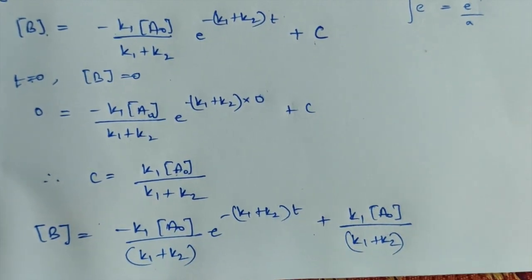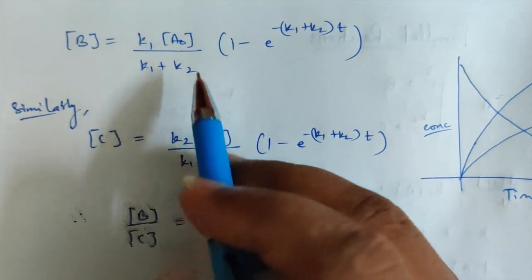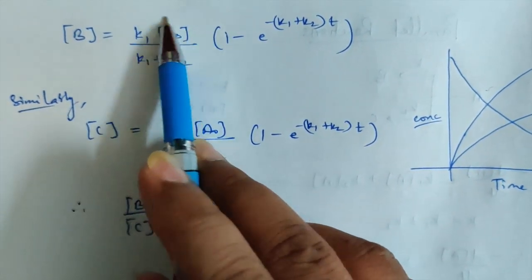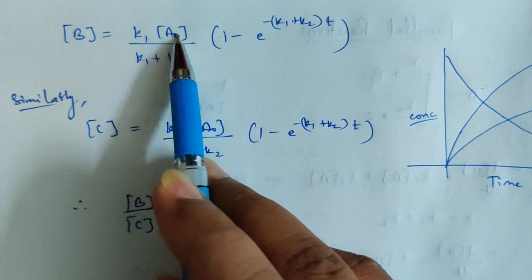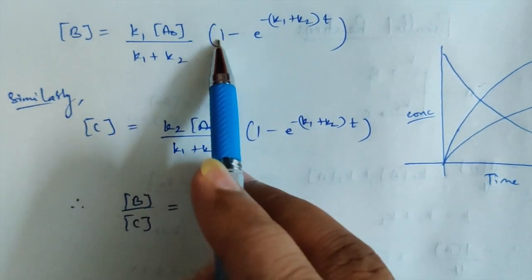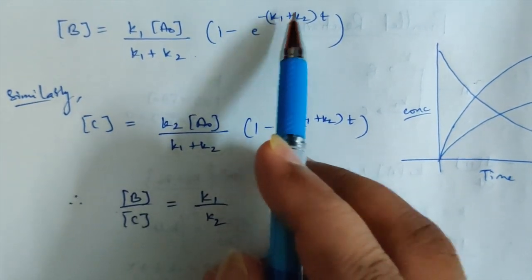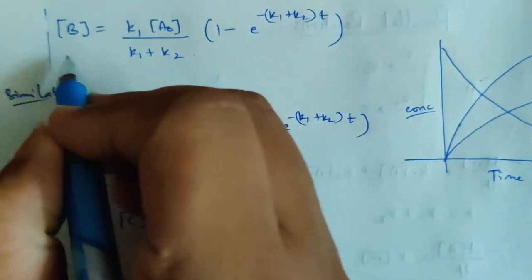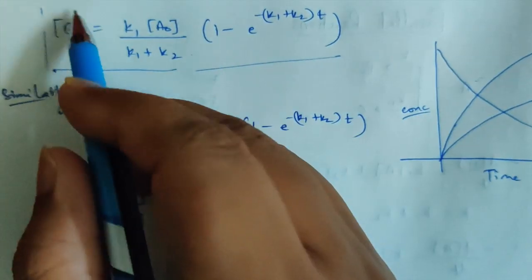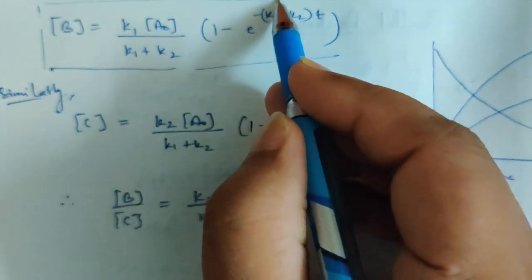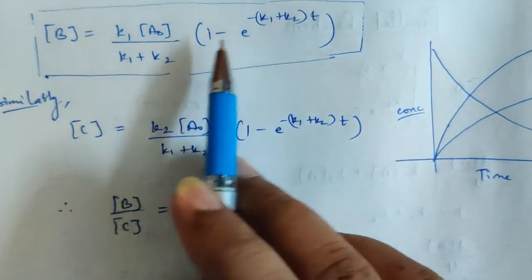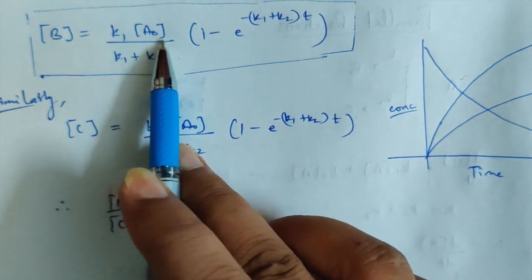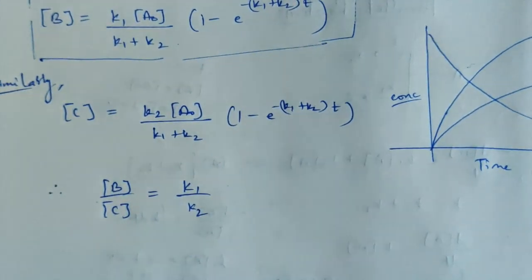Now we'll solve this further. In the next step, I have just taken out the constant term, K1 A naught by K1 plus K2, and that gives you 1 minus e to the power minus (K1 plus K2) into T, and that is what I'll get as the concentration of B. So that's how I can calculate the concentration of B at any given time T, if the initial concentration of the reactant is given. Similarly, we can solve for C also.